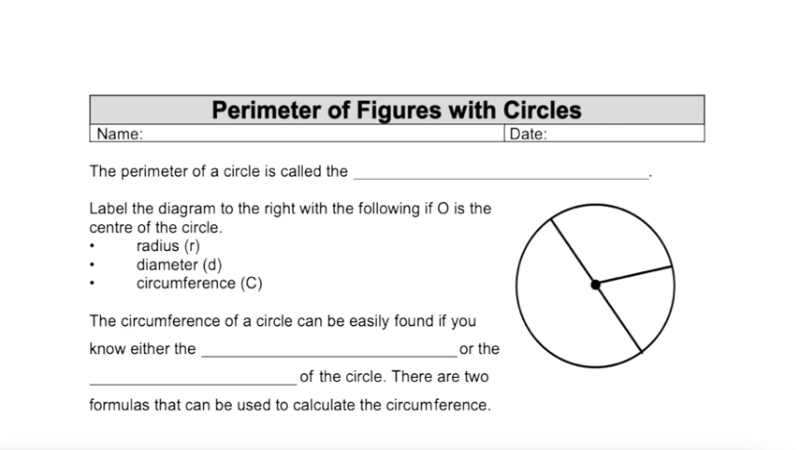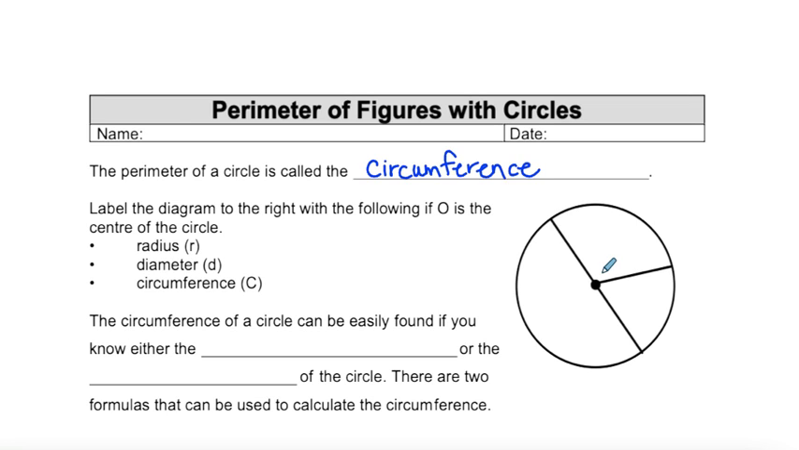Perimeter of figures with circles. The perimeter of a circle is called the circumference. In order to calculate the circumference, we have to understand what the parts of a circle are called.